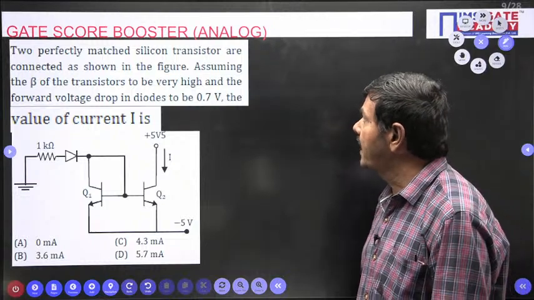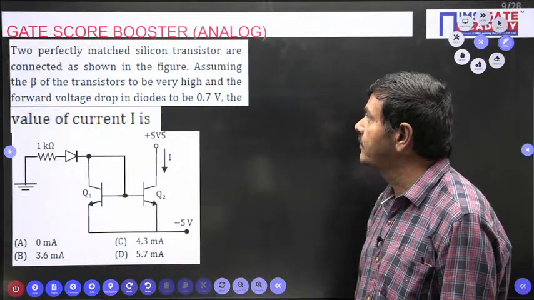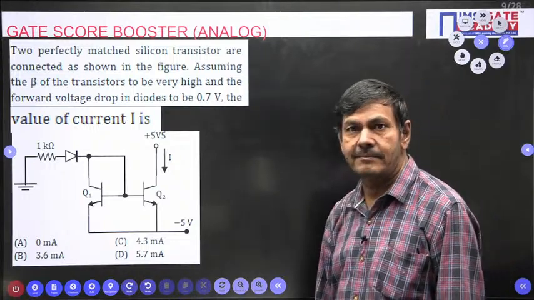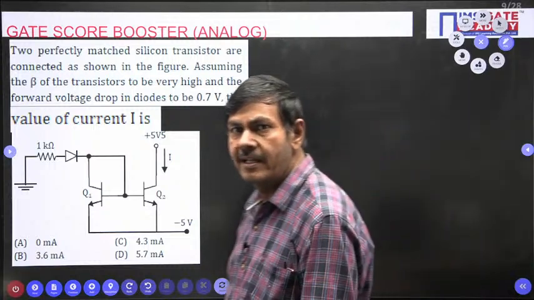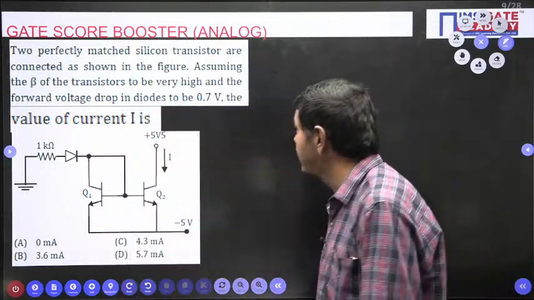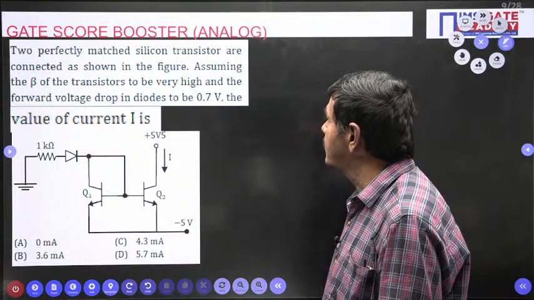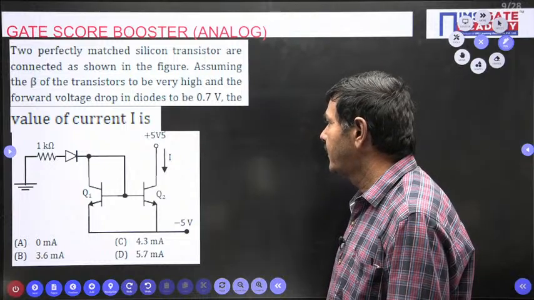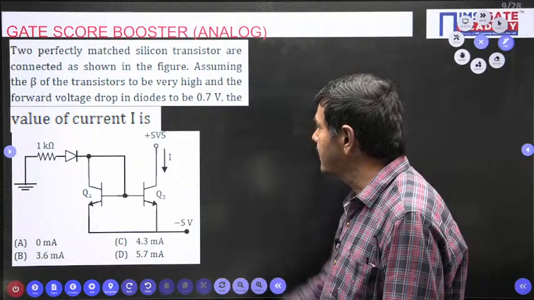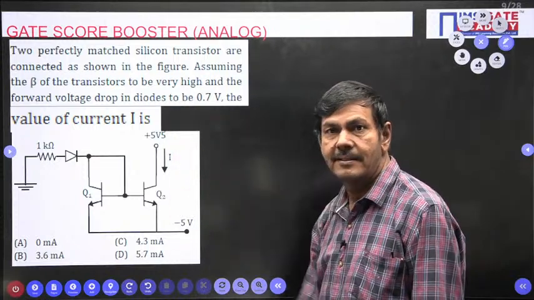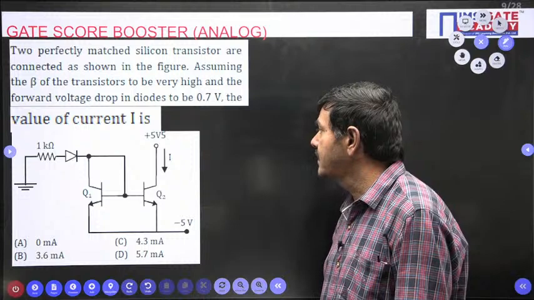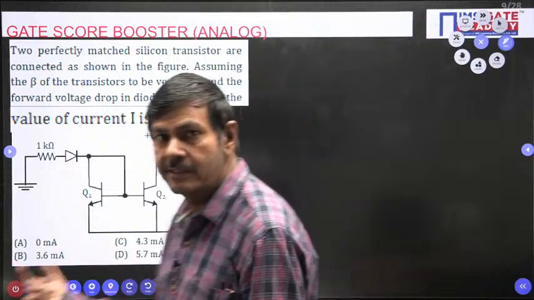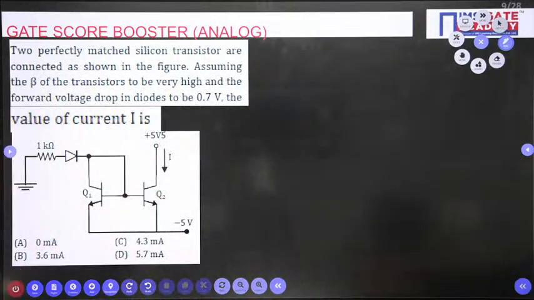Two perfectly matched silicon transistors are connected as shown in the figure. Assuming the beta of the transistor to be very high, and the forward voltage drop in the diodes to be 0.7 volt, the value of current I is asked. Can anybody find current I which is passing through the transistor Q2? Take some time and give the answer. If you are getting the answer, very good, otherwise I will do it.